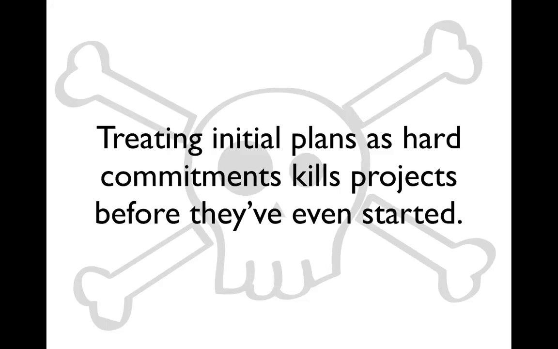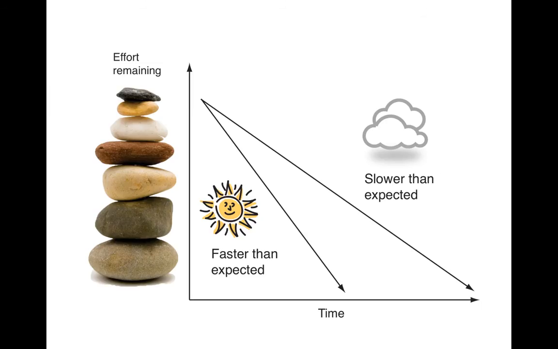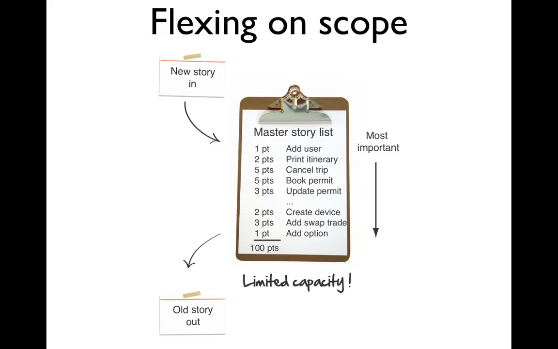Because when you start delivering, one of two things is going to happen. A, you're going to go faster than expected, which means you're ahead of schedule, or B, you're going to be going slower than expected, which means you're behind. Slower than expected means we're going to have to flex on something. And Agile recommends flexing on scope.